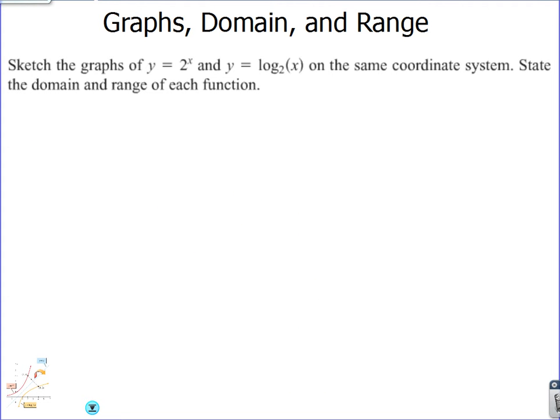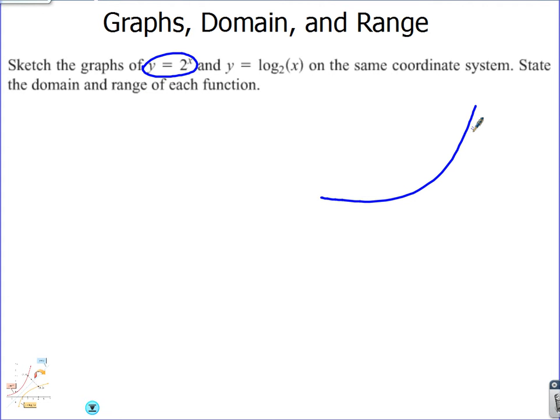Which brings this up. Graphs, domain, range, we'll probably finish this and then stop for the day. Sketch the graph of y equals 2 to the x power and y equals log base 2 of x on the same coordinate axis. And there's a reason for this, and this will be a good review for you too. Y equals 2 to the x power, we've already done that. That's an exponential equation. 2 to the first, 2 to the second, 2 to the third, 2 to the 0. We know what that's going to look like. It's going to be like that, right?